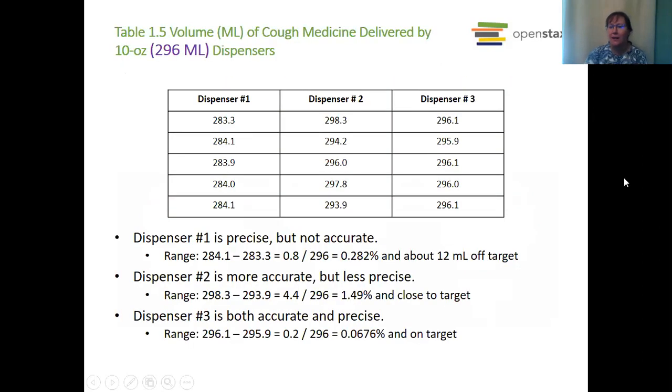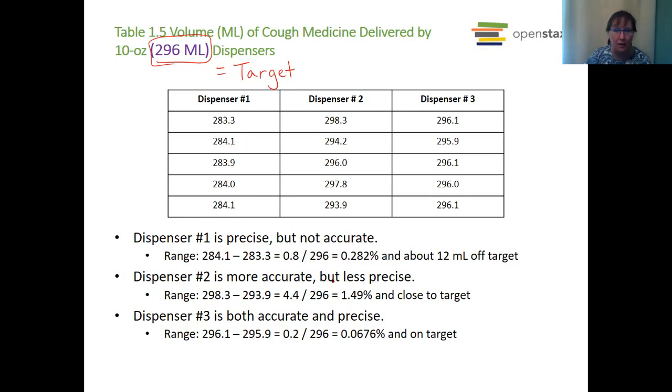So let's take a look at something that might be a little bit more scientific. We have these 296 milliliter dispensers. That's really important. That's our target. In order to determine accuracy, we need to be looking at that. Our first one: 283.3, 284.1, 283.9, 284.0, 284.1. When I look at my entire range from top to bottom and then divide by my range, I get 0.282.